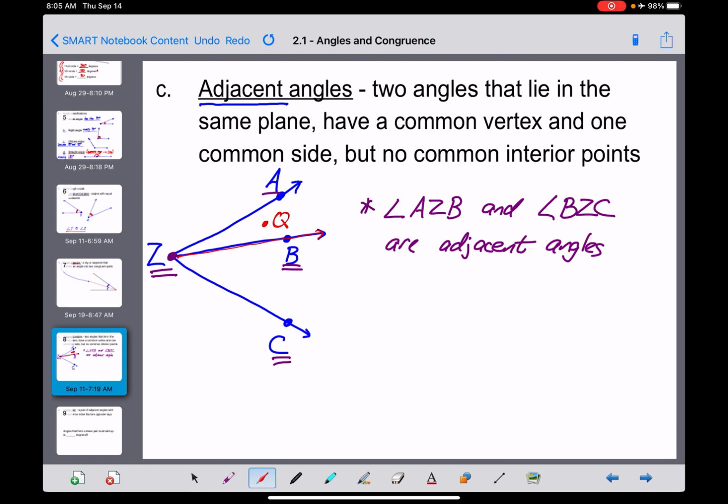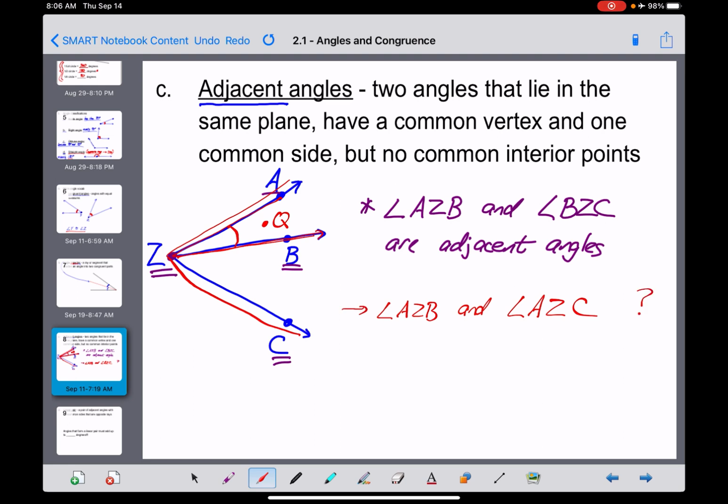Now, a little bit of a warning right here. What do you guys think about, let me name the same angle first here, AZB and angle, all right, see if you can follow me here, AZC. So AZB is this angle here on top that we were just talking about. That's this one. But AZC is this larger angle right here. So are these two angles here adjacent?